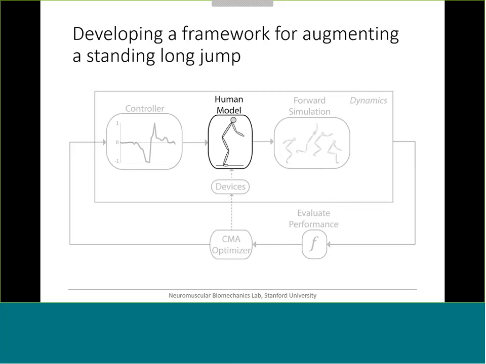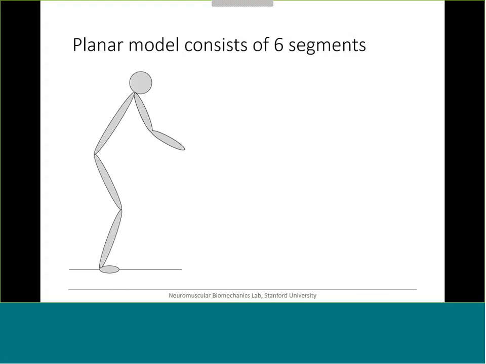First, a human model must be chosen and implemented that can capture salient features of a standing long jump. The model contains the rigid bodies that represent the human, as well as any actuators that drive the model forward. We want to choose a model that is complex enough to capture important features of the standing long jump, but is as simple as possible to decrease iteration time of the optimization.